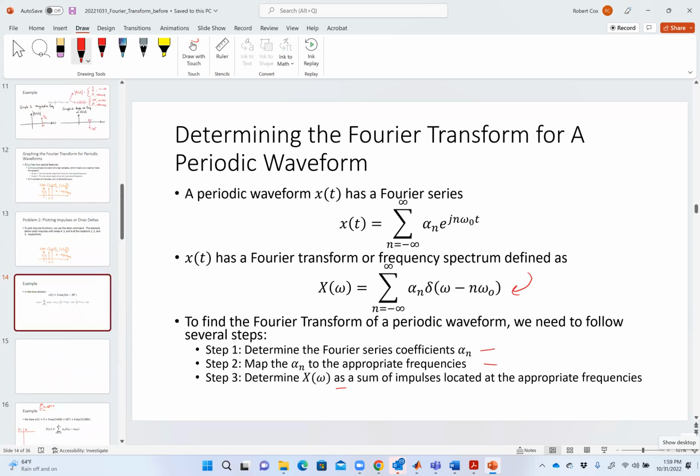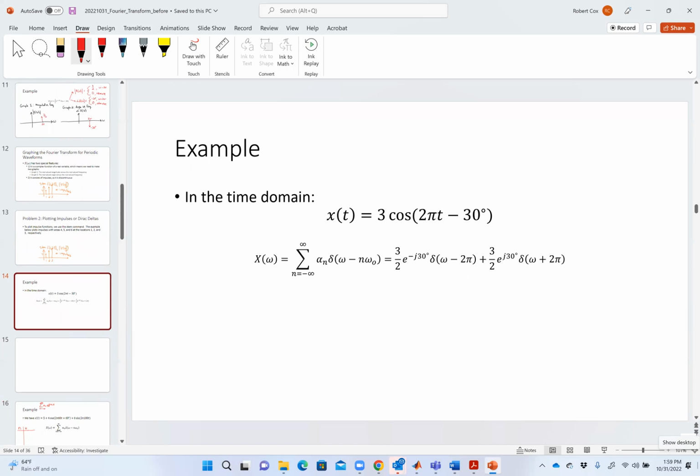For this particular waveform, x of t equals 3 cosine of 2 pi t minus 30 degrees, I've got impulses, this one and this one. I want to sketch both of those. I can think of this as a magnitude and an angle. So let's write out x of omega first.